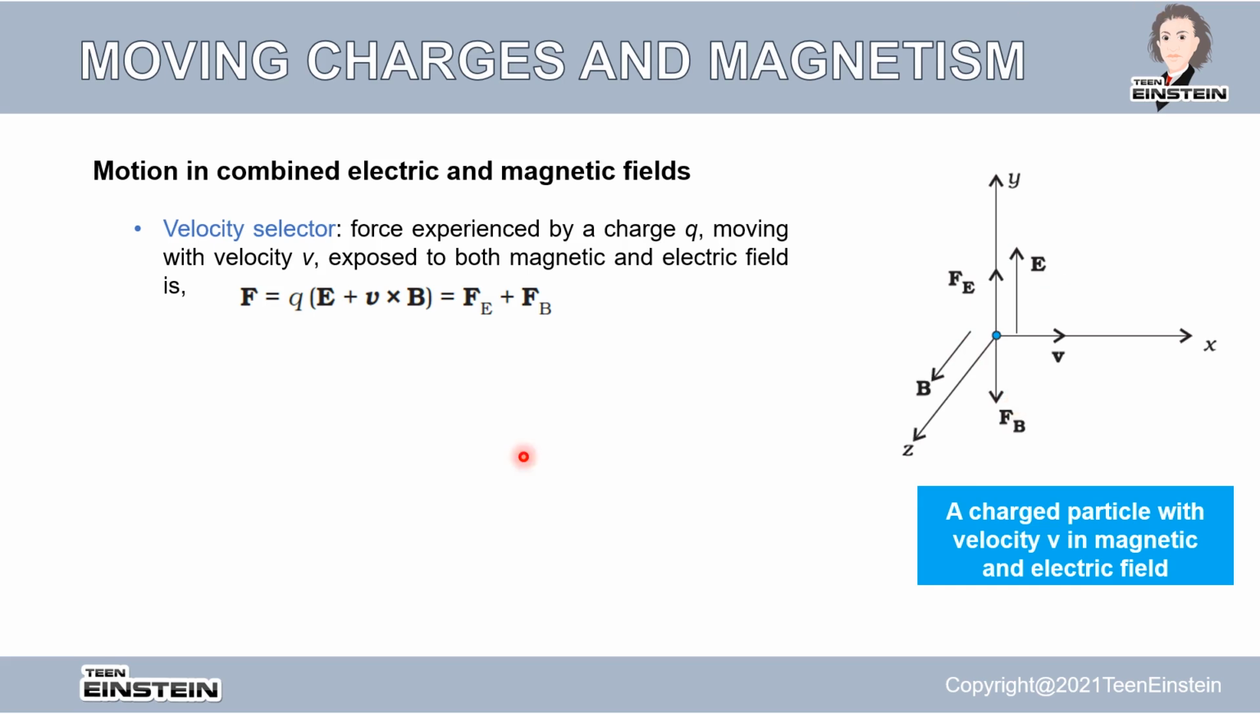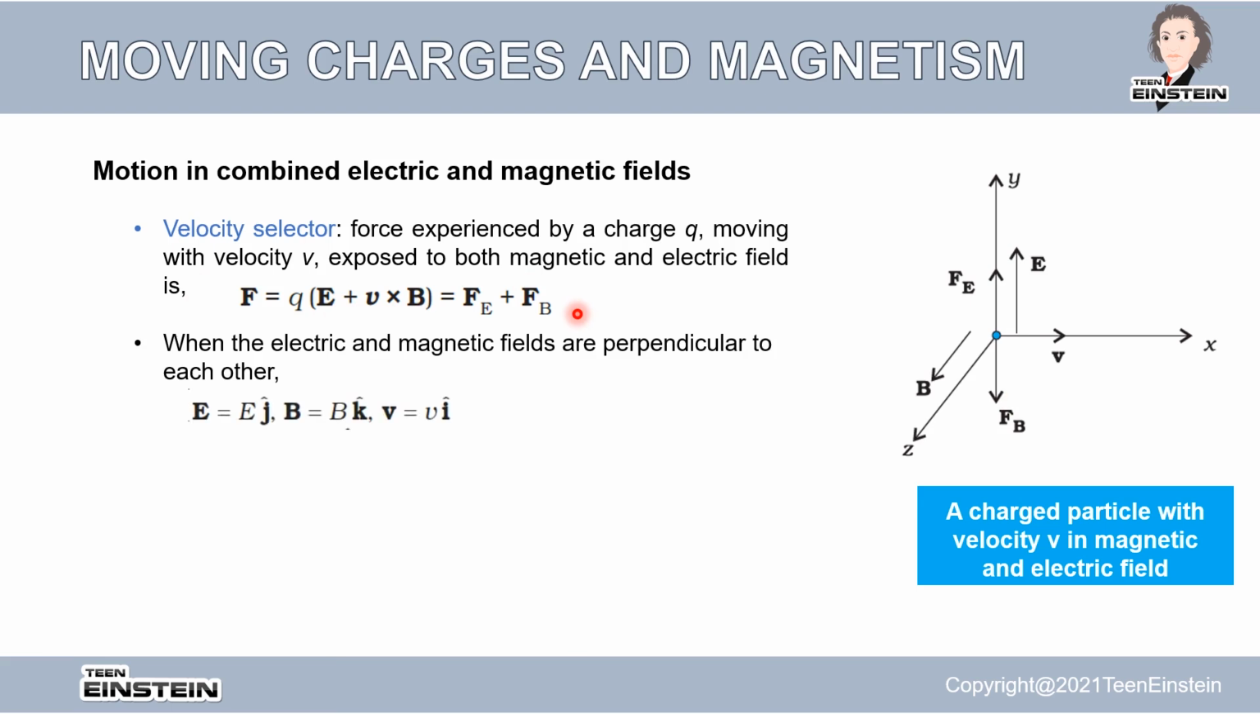And we know that the overall force is given by q(E plus V cross B), that is Fe plus Fb. Now, we will assume a case where the electric field and magnetic field are perpendicular to each other, like in this picture. The electric field is along the y direction, so E equal to E j cap, B equal to B k cap because it's in the positive z direction. And the velocity is only along the x-axis, so we can say V equal to V i cap.